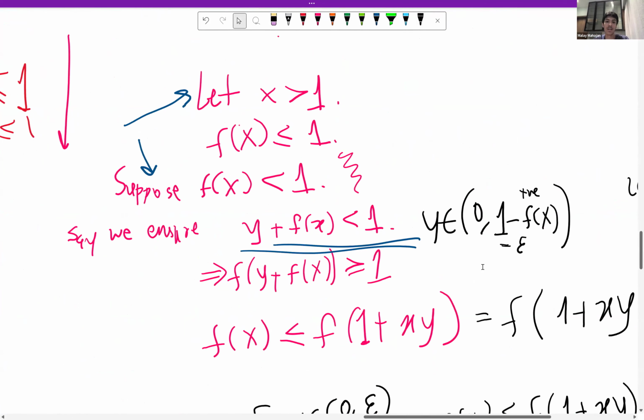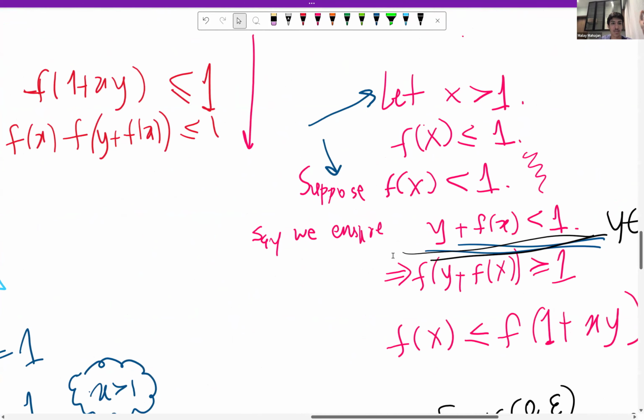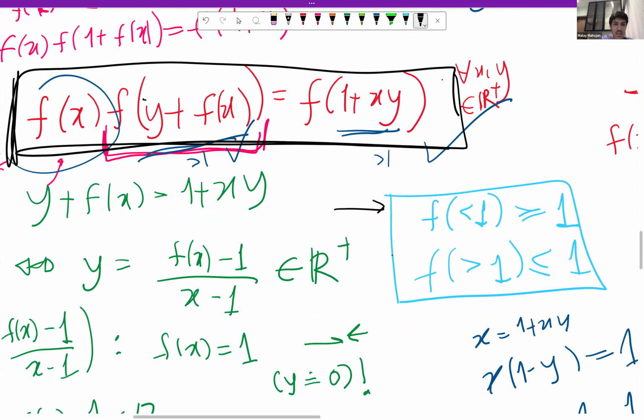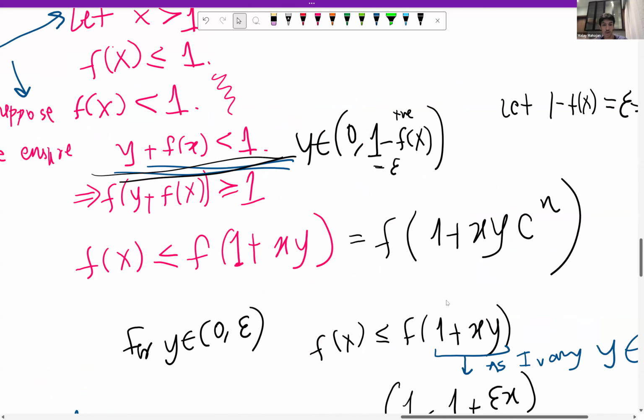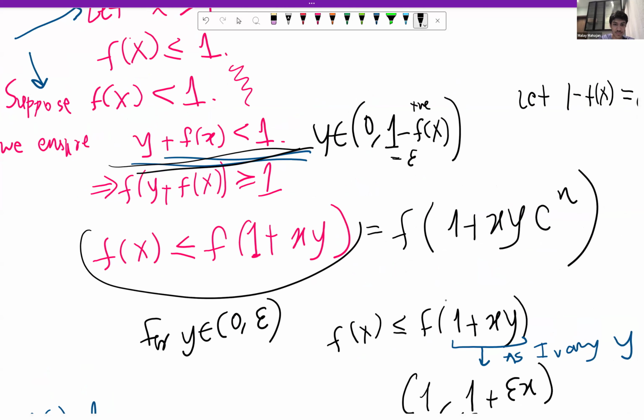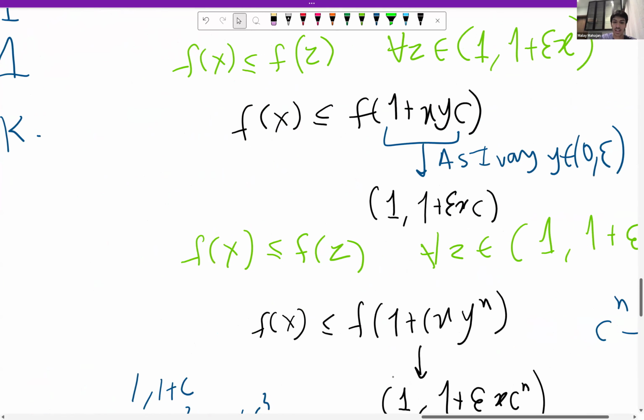So you fix an x bigger than 1, and suppose f of x is less than 1. Then you take y in some small range so that y plus f of x is less than 1. And once you do this, I know this quantity is less than 1, so this quantity is greater or equal to 1 because of our initial bound. So using that, you get f of y is at most f of 1 plus xy for all y in this range. But remember, for f of 1 plus something, I can just add a c to the power n later. So I keep adding a c to the power n, and I can take any number as large as I want. So I just get f of x less than or equal to f of z for all z bigger than 1.